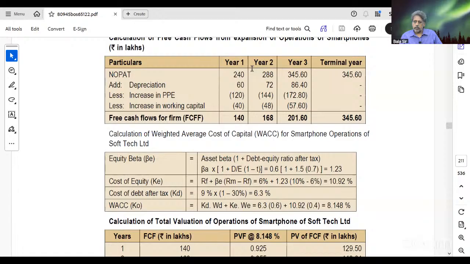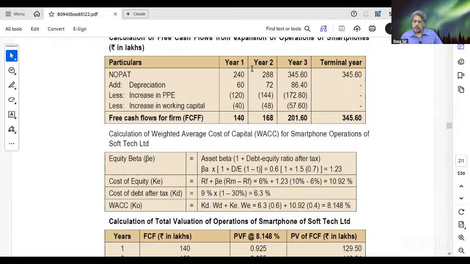Then cost of equity, RF plus beta E into RM minus RF. So 6% plus 1.23 into 10 minus 6. How much do you get? 10.92%. That is the cost of equity. Then cost of debt after tax. I think they gave 9% debt, right? What is 9 into 1 minus 0.3? 6.3. It is 6.3%. And now find the WACC.